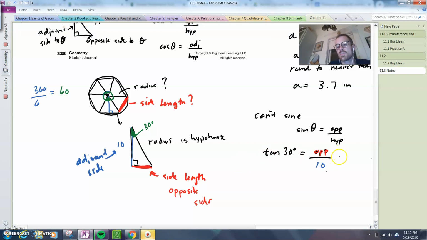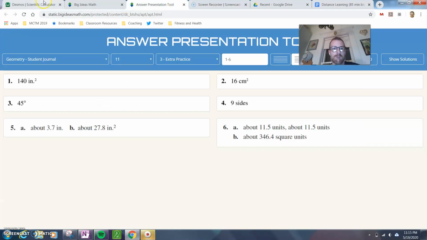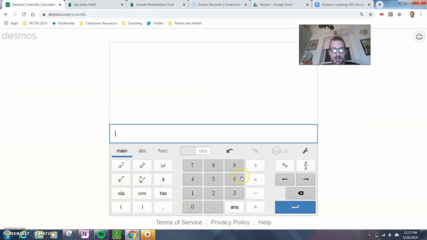So now to solve for this, I want to multiply both sides by 10. So you're going to find that the opposite side, which ends up being half of our side length, is 10 times tangent of 30. And I'm just going to go to my calculator real quick. Clear this out. I'm in degrees. We do 10 times tangent of 30. And I get 5.7.